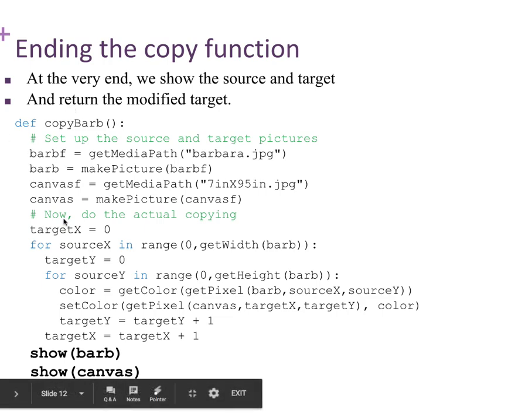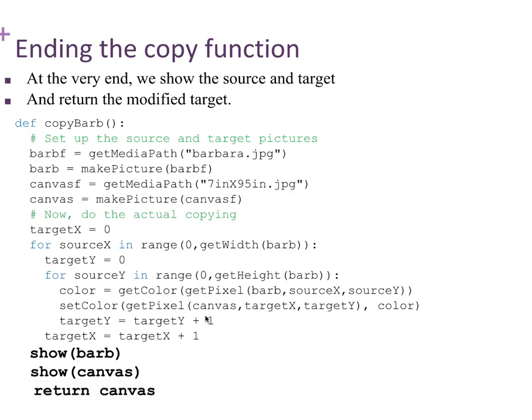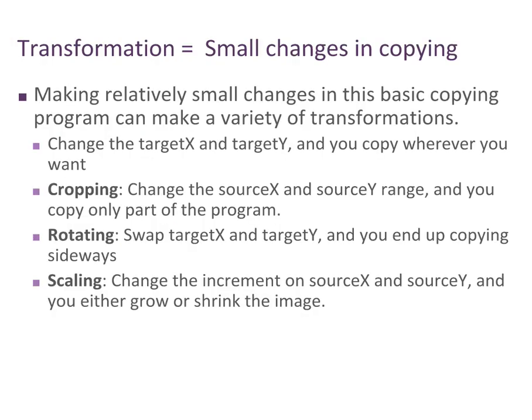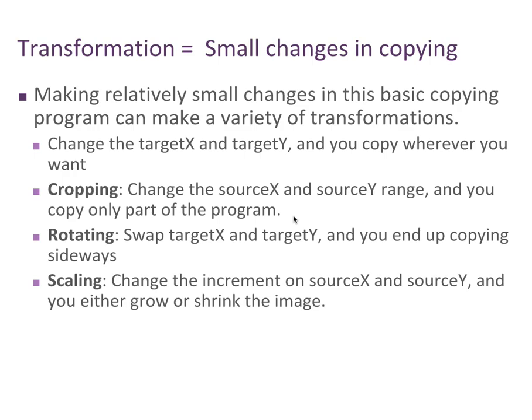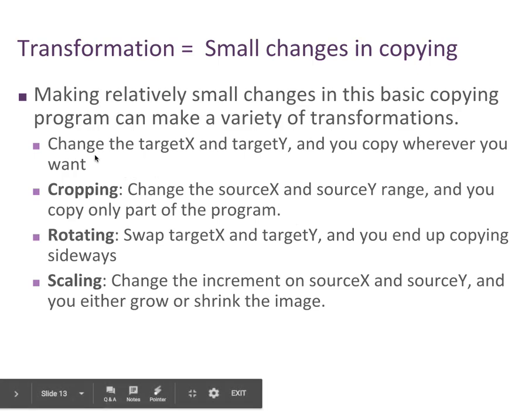And then at the bottom of this loop, once we've done all this copying, it's going to show Barbara, show the canvas, and then we're returning the canvas because we're creating this image that we're copying onto. It's sending it back to us so that maybe we can use it or do something else with it. So that's just copying. That copies Barbara to the upper left-hand corner of our canvas.